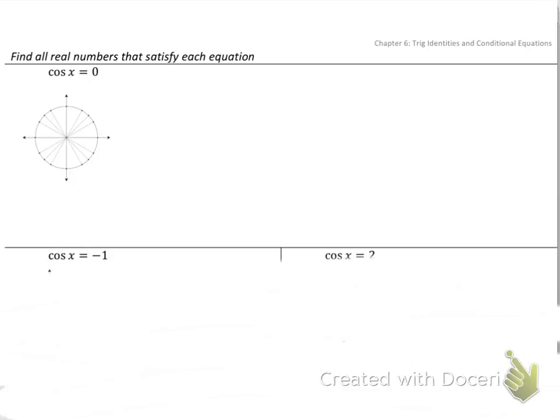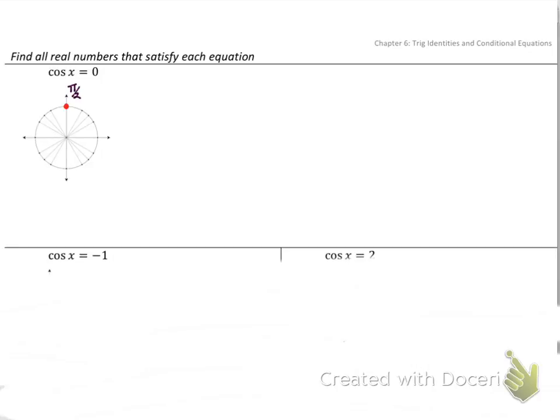Okay, we're supposed to find all the real numbers that satisfy the equation cosine x equals 0. So where on the unit circle does cosine equal 0? And if you need to, you can take out your unit circles. Yes, sir. 90 and 270 degrees. I'm going to use pi for this one, because we do have to know both ways, just in case on the test I say you have to use radians or you have to use degrees. So let's go ahead and say this is pi over 2.